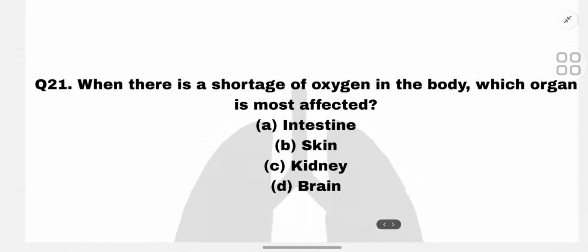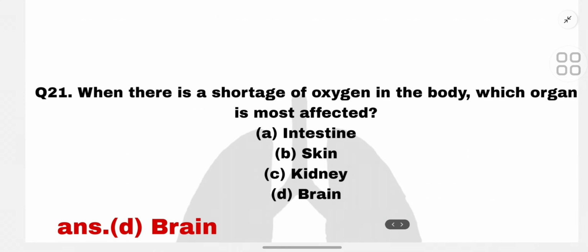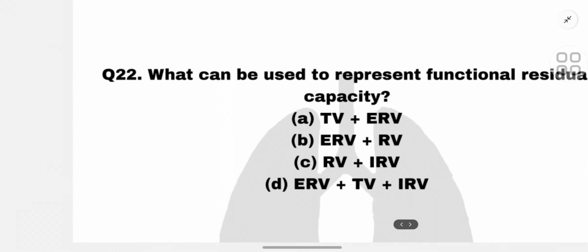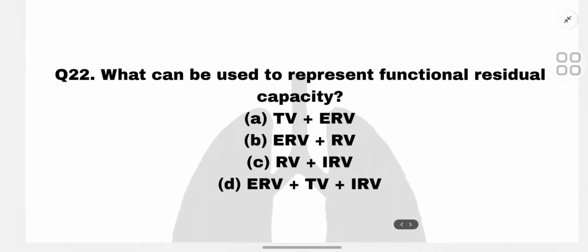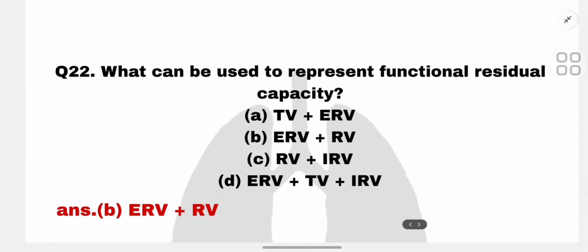So the next question is, when there is a shortage of oxygen in the body, which organ is most affected? A. Intestine. B. Skin. C. Kidney. D. Brain. So the correct answer is D. Brain. So the next question is, what can be used to represent functional residual capacity? A. TV plus ERV. B. ERV plus RV. C. RV plus IRV. D. ERV plus TV plus IRV. So the correct answer is B.